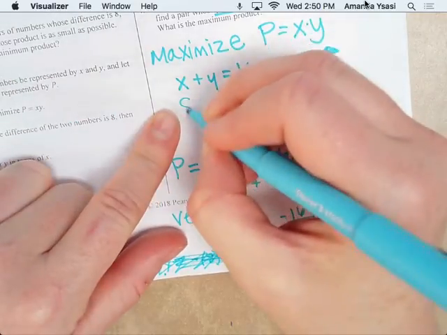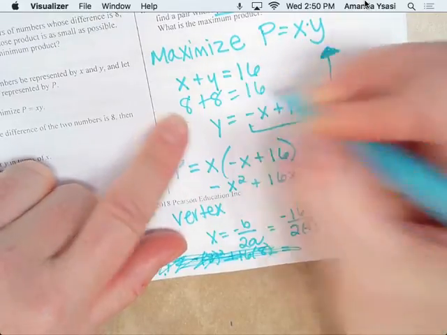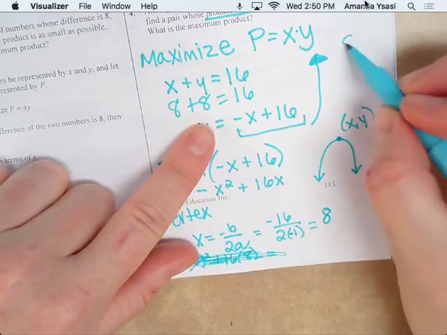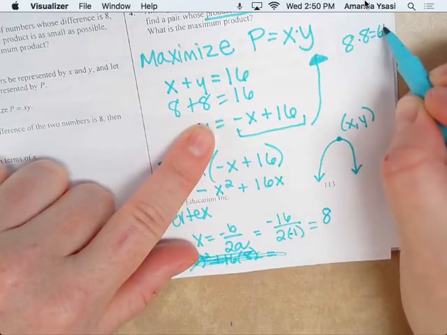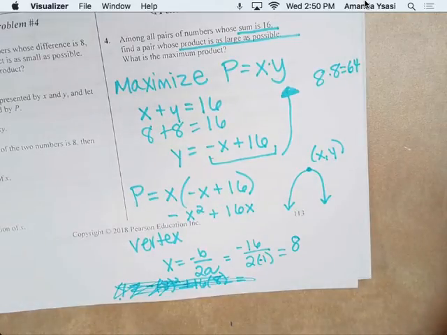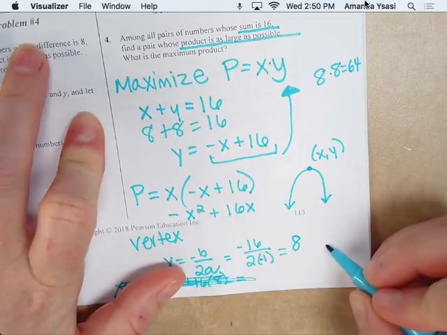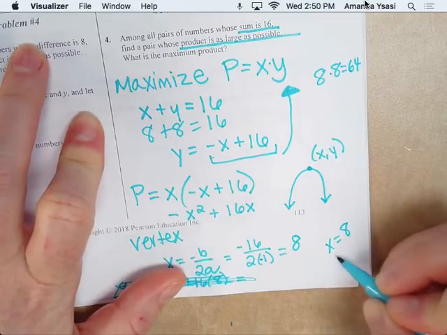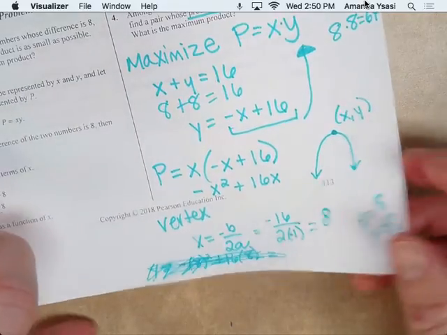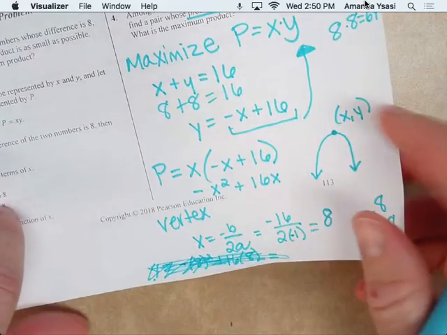So we do 8 plus 8 equals 16. And 8 times 8 is 64. So that's the biggest number that it can be. So the numbers are x equals 8 and y equals 8. That's your max. Yeah, that was not going to work out.